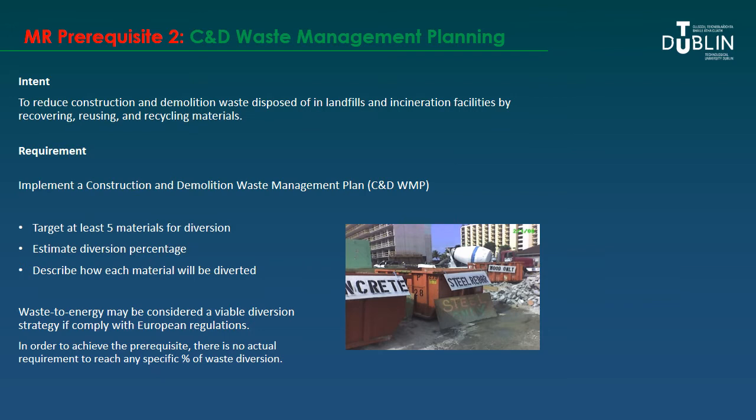The contractor needs to target at least 5 materials for diversion, and they can be structural and non-structural, and then they need to approximate the percentage waste diversion that those materials represent. They also need to describe how each material will be diverted, so whether it's separated or commingled, and where it'll be taken, how it's going to be recycled, etc. That needs to go into a report.